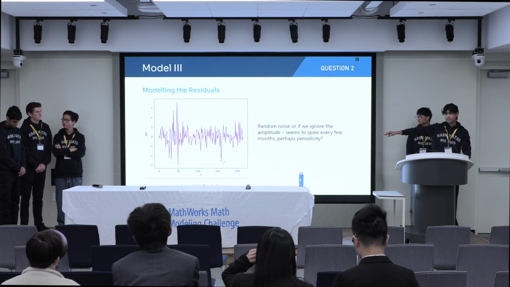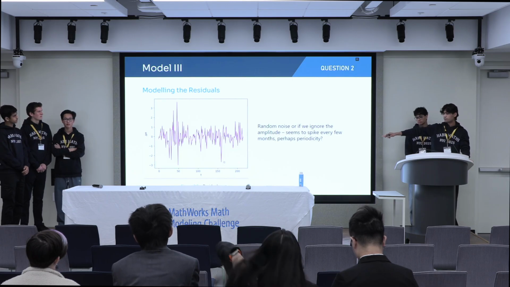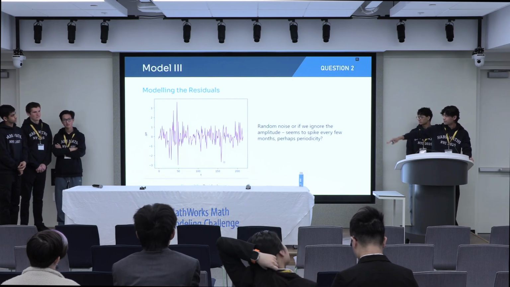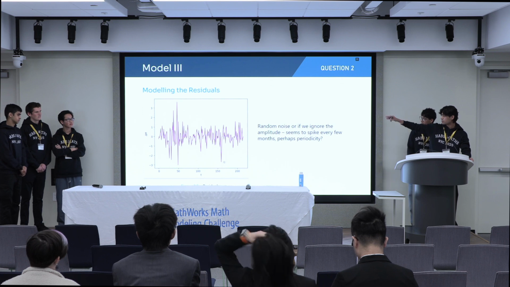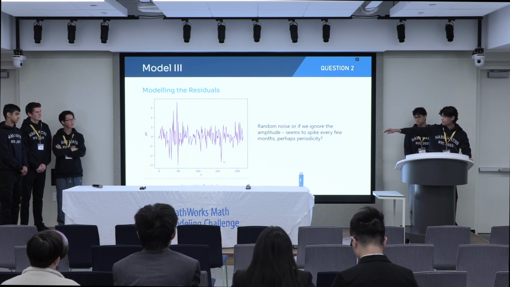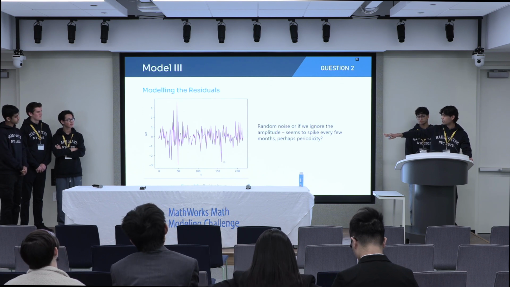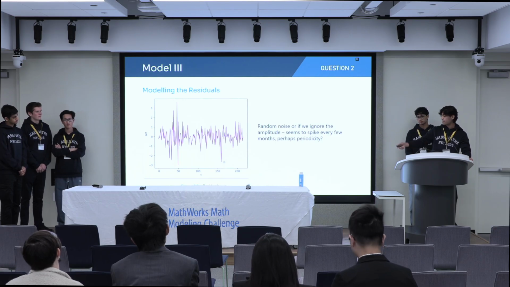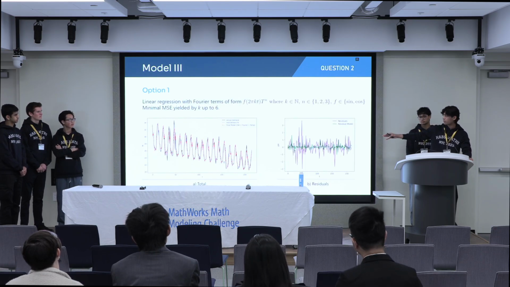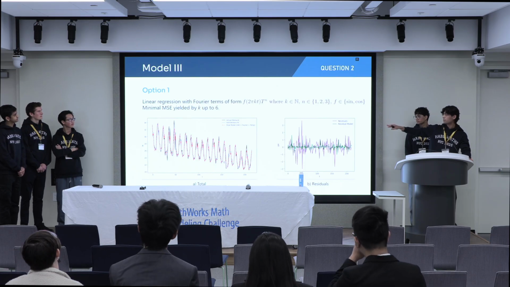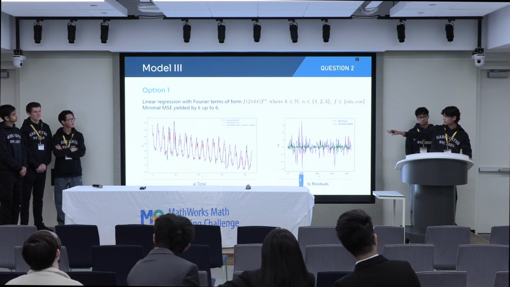Well, first we plot the data. It looks pretty random, pretty meaningless. But if you ignore the scale of the amplitudes of the graph, you can see the time scale is about 6 months as the period, which coincides with the seasons, and therefore that leads me onto our first option for model 3: linear regression with Fourier terms to better capture seasonality.